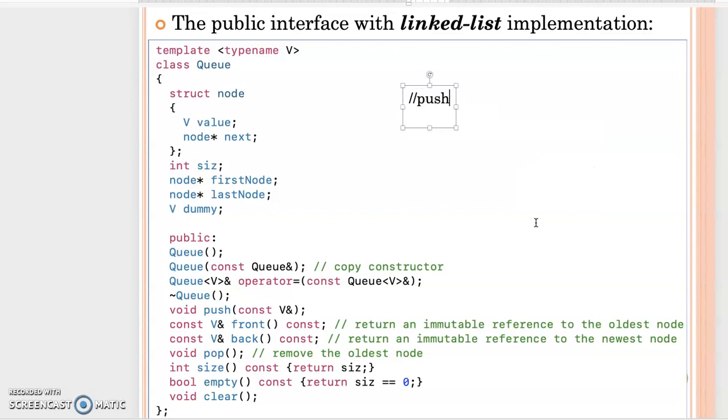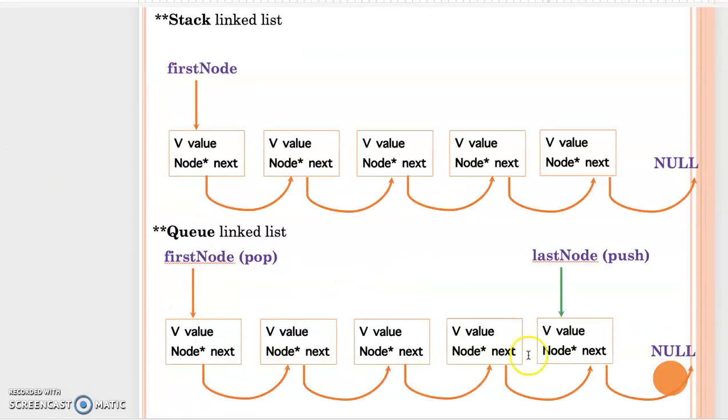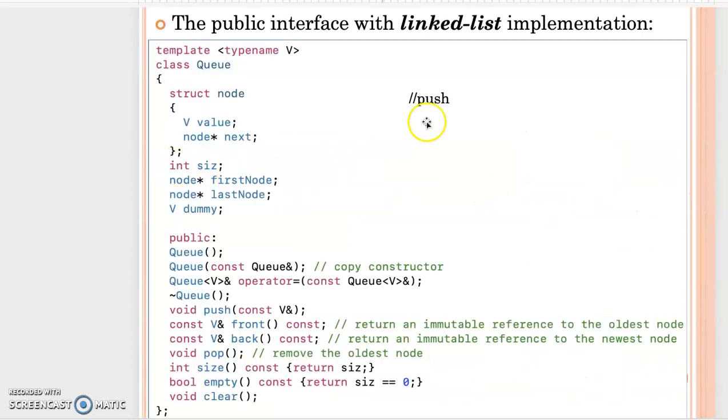Okay, so this one, remember our push, we will push to the last node. So whenever you have a new node, we still need to have a new node. Actually, we use the last node's next pointing to the new node. Then the last node equals the new node. If you remember, this is what we had before.